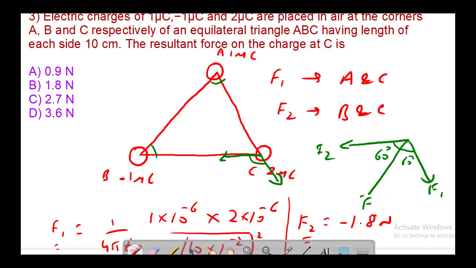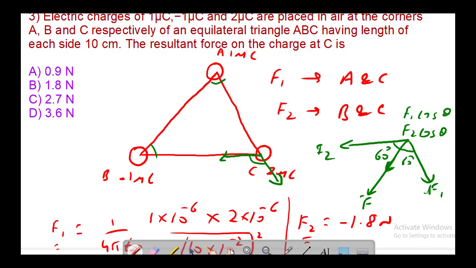Now this F is the sum of the components of F1 and F2. F2 has two components, one component is F2 cos theta, which acts along this axis, and F1 also has two components, one component along this which is F1 cos theta. So the component of F1, F1 cos theta, and the component of F2, F2 cos theta, make up this F. I don't have time to explain this using vector theory. So these are the two forces.